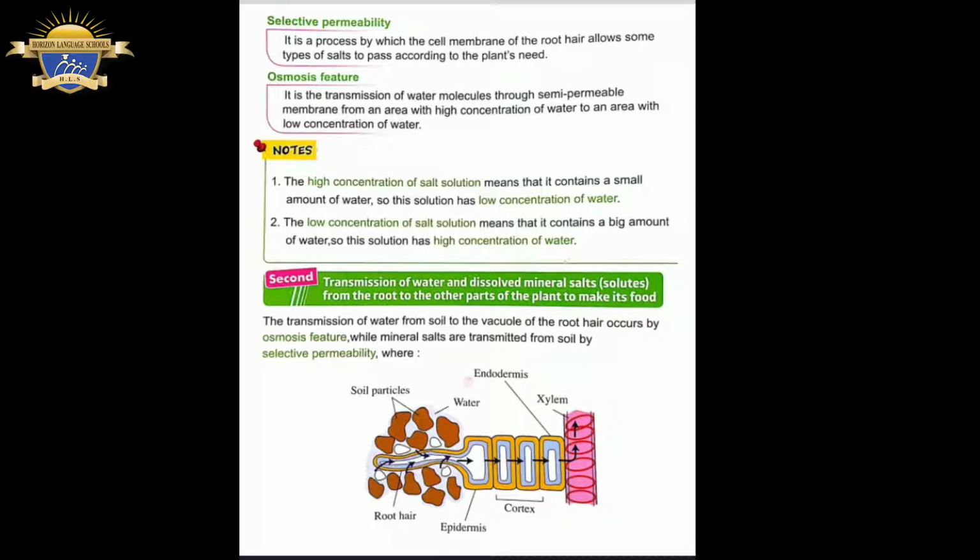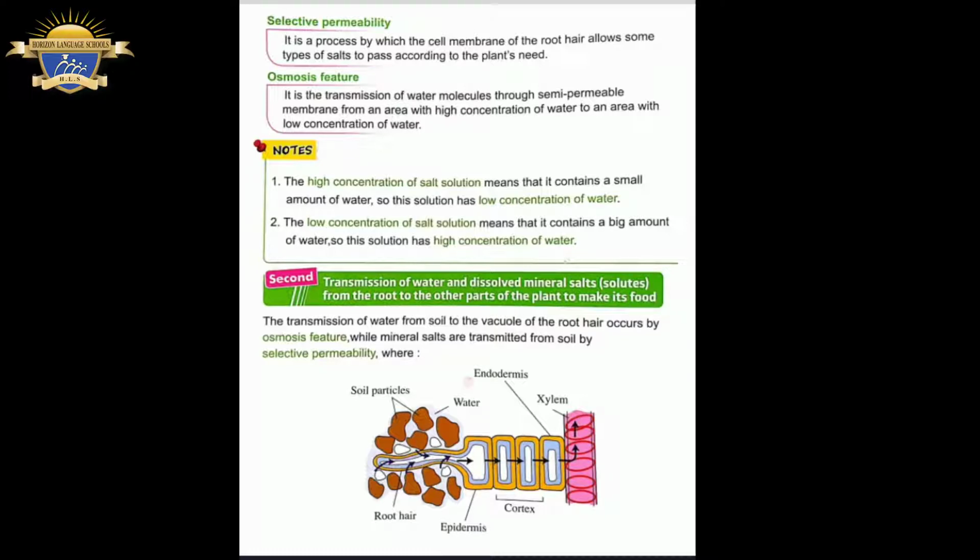And the osmosis feature is the transmission of water molecules through a semi-permeable membrane from an area with higher concentration of water to an area with low concentration of water. We have important notes. Number 1. The high concentration of salt solution means that it contains a small amount of water, so this solution has low concentration of water. Number 2. The low concentration of salt solution means that it contains a big amount of water, so this solution has high concentration of water.